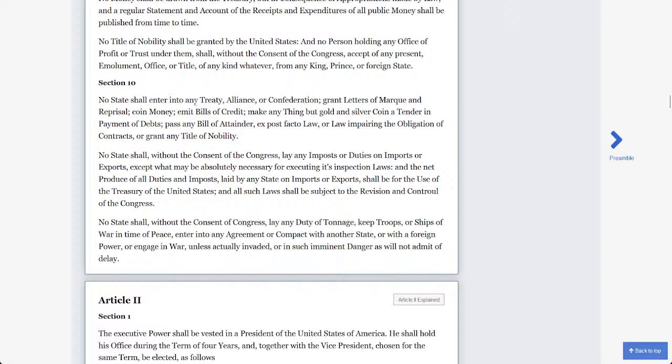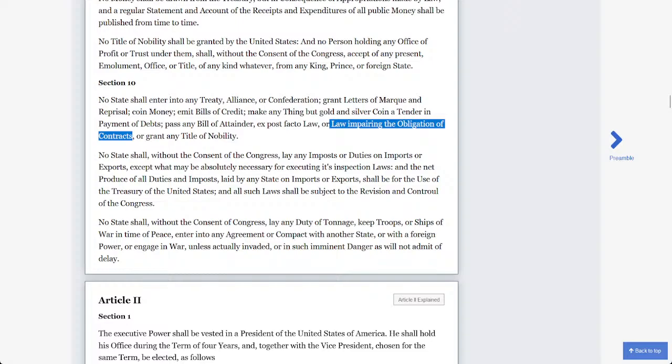No state shall enter into any treaty, alliance, or confederation, grant letters of marque and reprisal, coin money, emit bills of credit, make anything but gold or silver coin a tender in payment of debts, pass any bill of attainder, ex post facto law or law impairing the obligation of contracts. Oh, back up. No state shall. This is what applies to us. No state shall pass any law impairing the obligation of contracts.